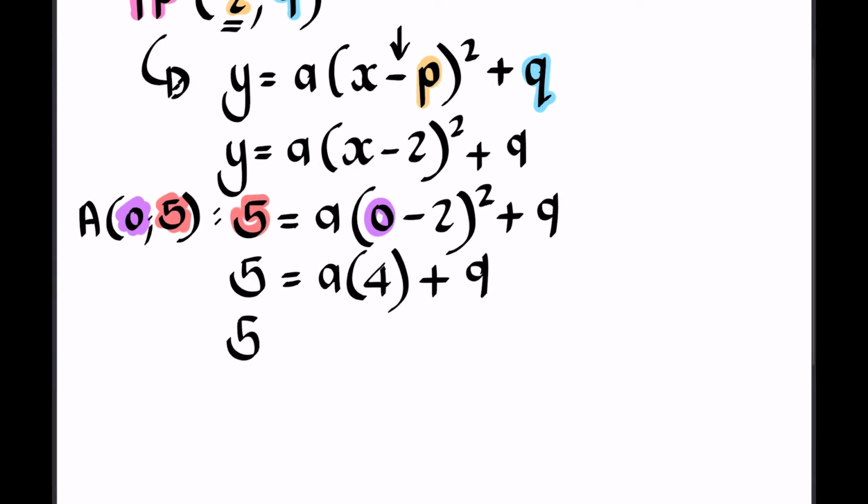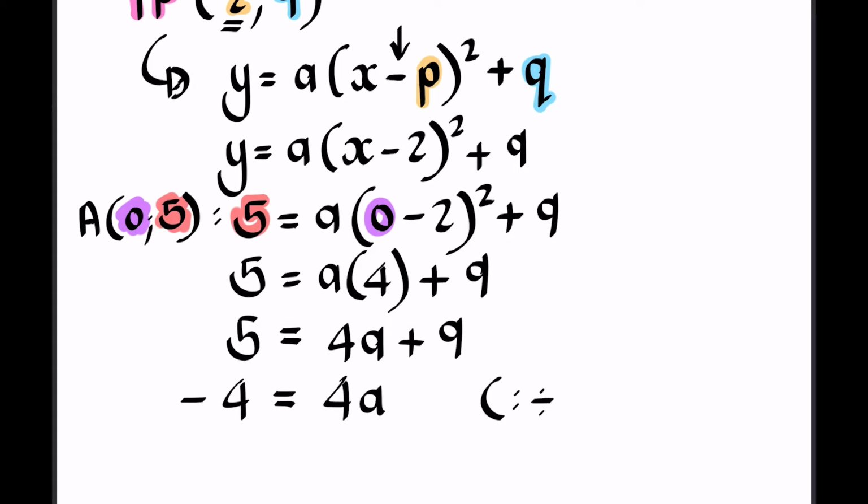So 5 is equal to a times 4, which is 4a, plus 9. Now I'm going to take the 9 across to the other side. The 5 will stay a positive, but the 9 will now become a negative. So 5 minus 9 is minus 4, equal to 4a. Now to get the a by itself, I'm going to divide both sides by 4. So therefore a is equal to negative 1.